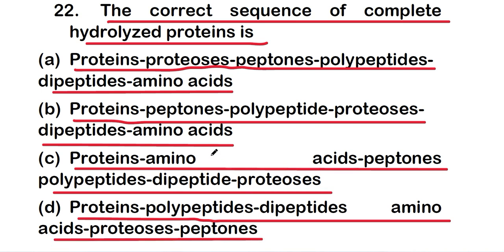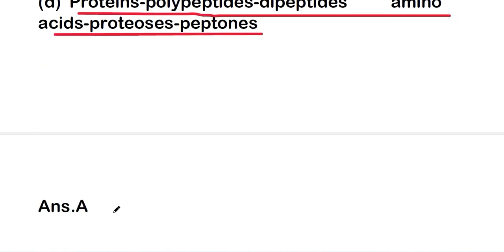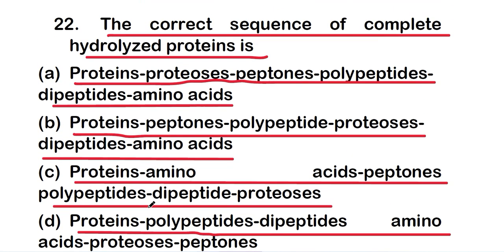And the right sequence of the complete hydrolysis of protein is option A, that is first protein, then proteases, then peptones, then polypeptides, then dipeptides, at last amino acids. So this is the correct sequence of complete hydrolyzed proteins.